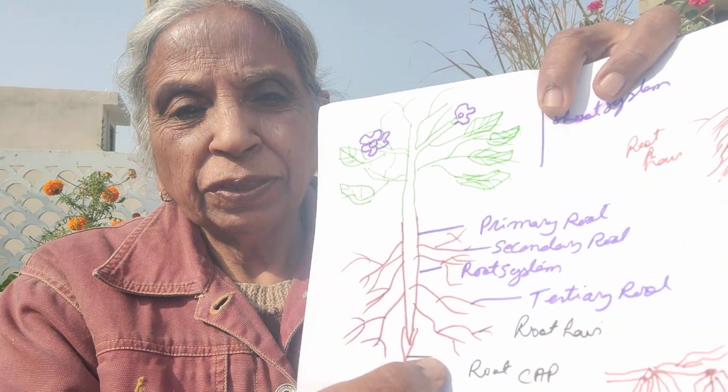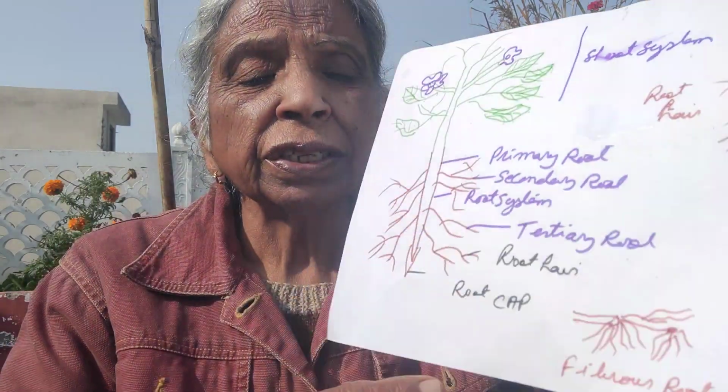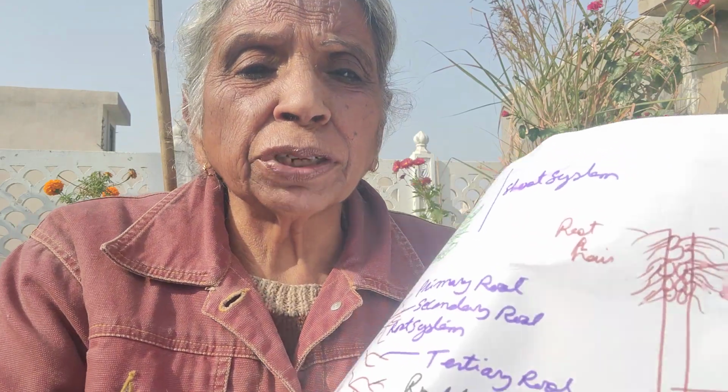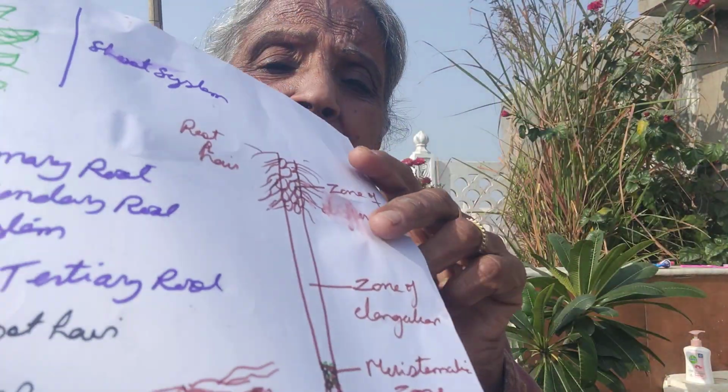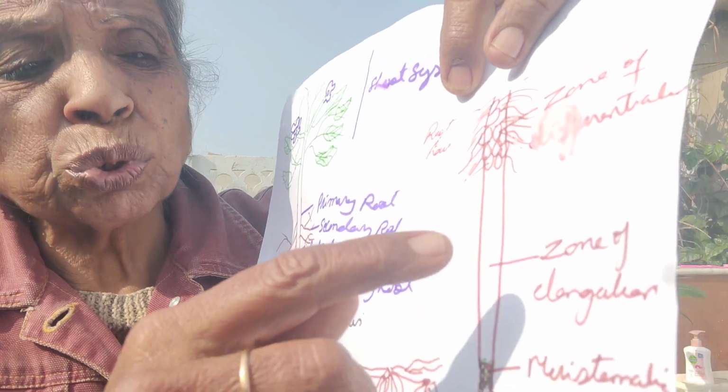Then what is the basic structure of the root? The root at the base is covered by the root cap. Above the root cap there are cells which are dense in cytoplasm. They have the power of division and redivision. They divide and redivide, and this region is called the meristematic zone. Meristematic cells have the quality of division, so they divide and redivide and help in the growth of the root.